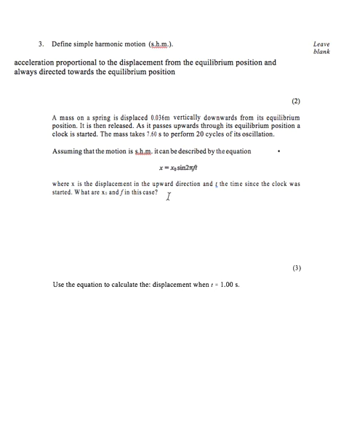The mass takes 7.60 seconds to perform 20 cycles of its oscillation. Assuming the motion is simple harmonic, it can be described by that equation where x is the displacement in the upward direction and t the time since the clock was started. What is x naught in this case? Well, x naught, given that up is positive and x initially is negative, is minus 0.036 meters.